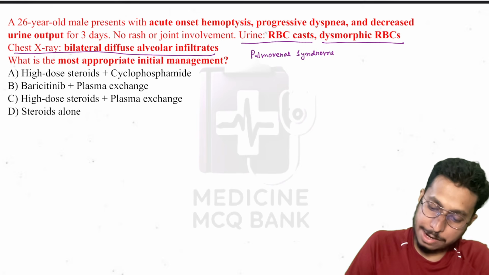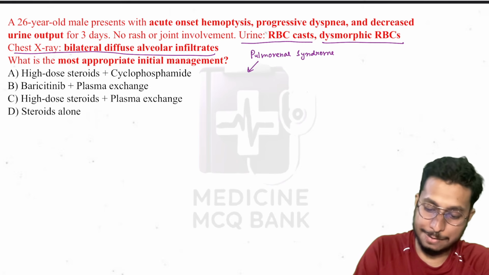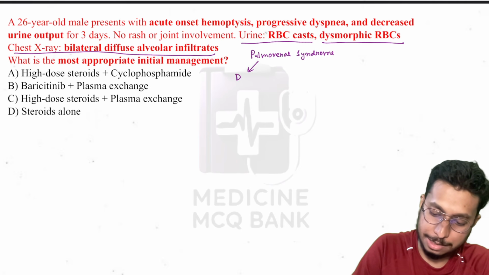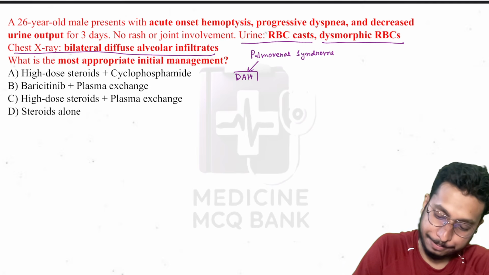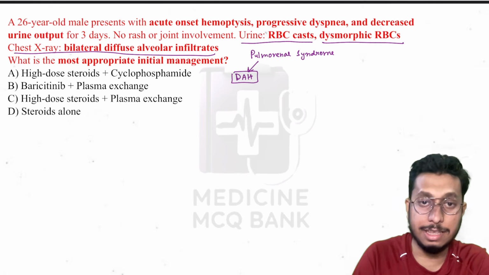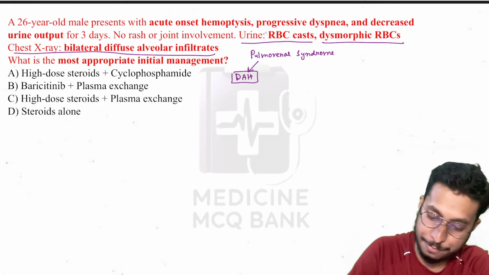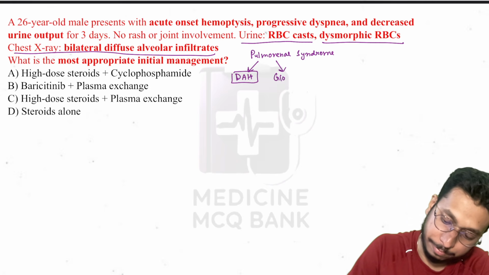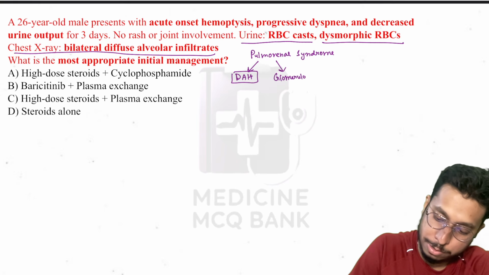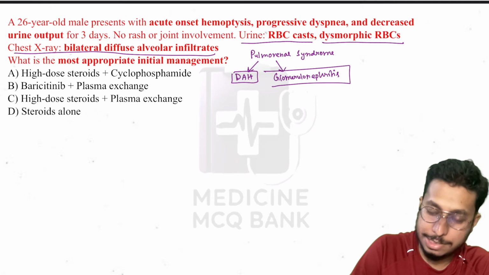And in pulmonary renal syndrome, what is the pulmonary complaint given? Hemoptysis along with dyspnea, along with bilateral diffuse alveolar infiltrate, nothing but diffuse alveolar hemorrhage. In renal, what is the symptom given? In renal, there is RBC cast present, so most likely this is glomerulonephritis. Okay. So how do you manage this case?